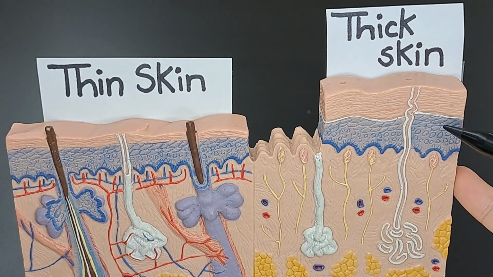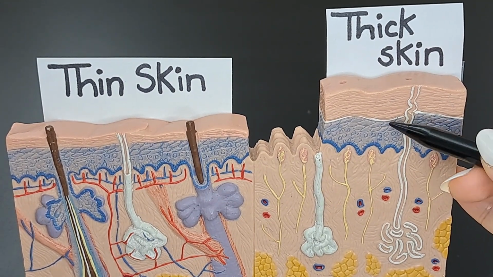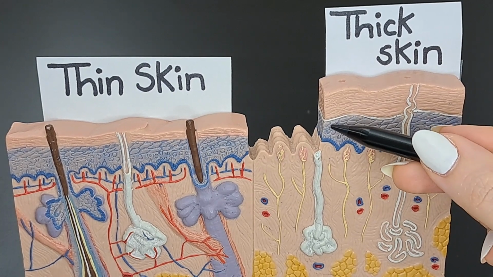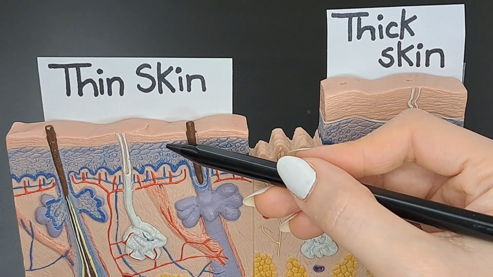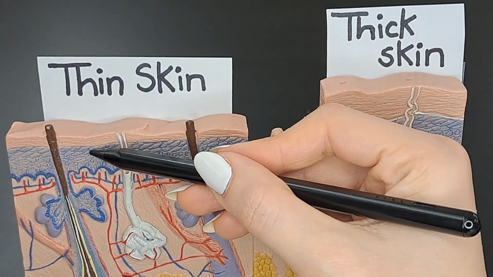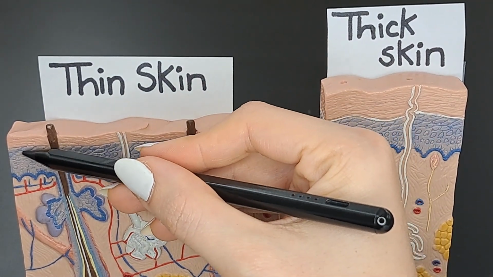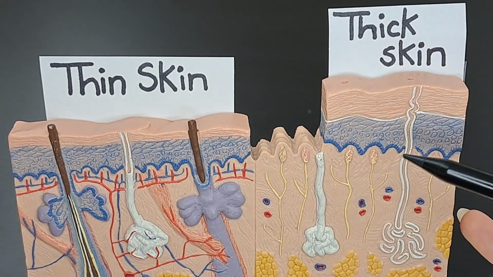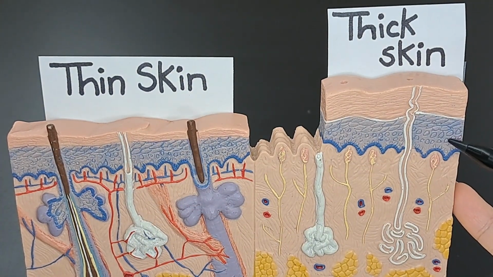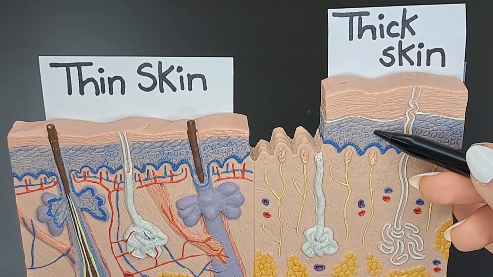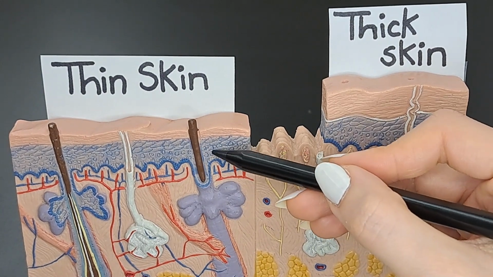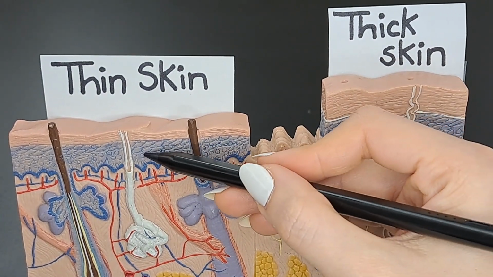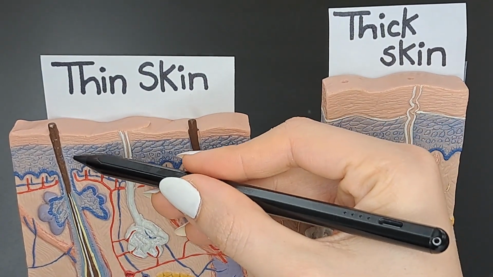Moving to the third layer, which is the stratum granulosum, right here. And here we have the stratum granulosum, which is the second layer, right under the stratum corneum. So this is the stratum granulosum. Moving to the fourth layer, which is the stratum spinosum. This is the stratum spinosum, the thick skin, and this is the stratum spinosum in the thin skin, which is the third layer.